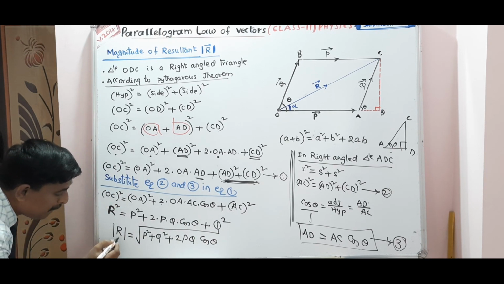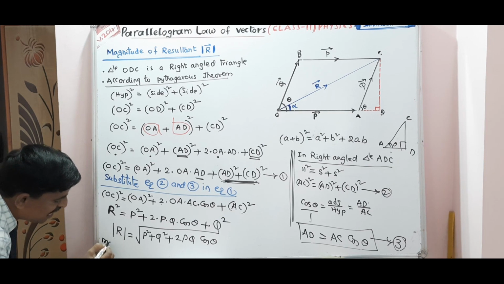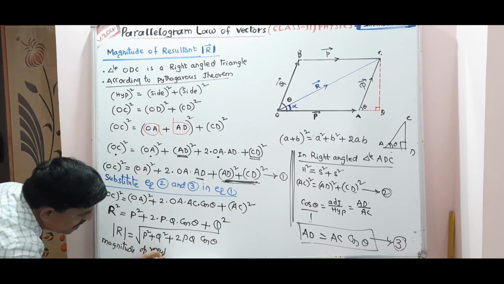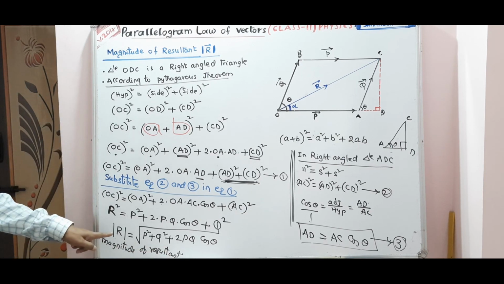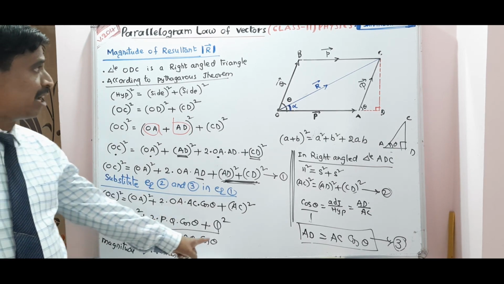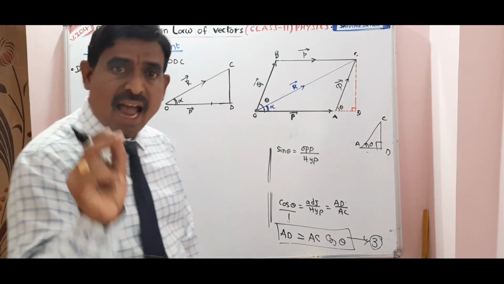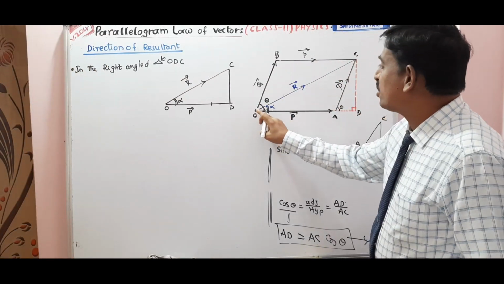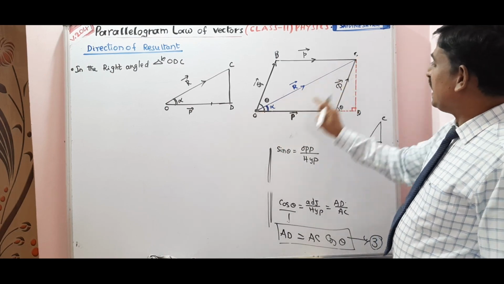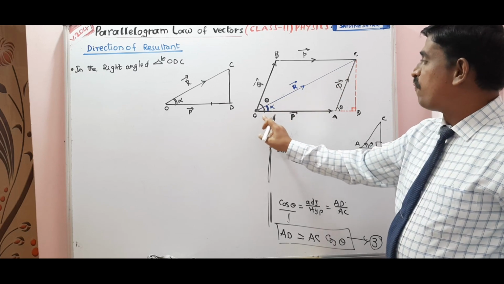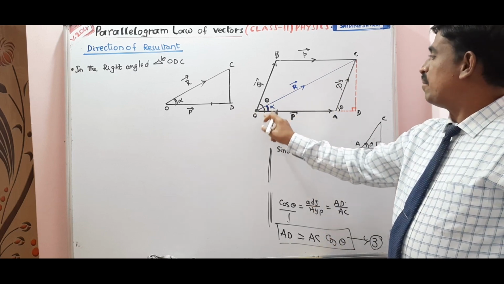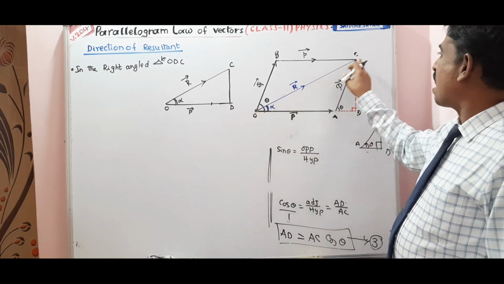This is the magnitude of the resultant. Magnitude of the resultant is under root of P square plus Q square plus 2PQ cos theta. Now I am finding the direction of the resultant vector. This resultant is making an angle alpha with the direction of vector P. Alpha is the angle between vector P and the vector R.